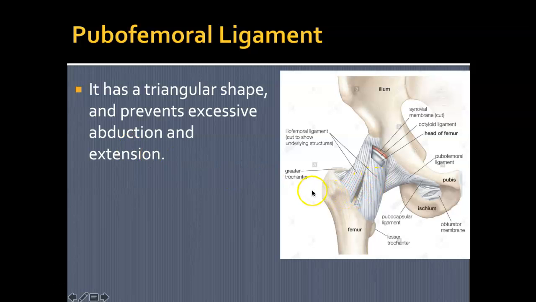So when we go into abduction, the reason we're limited in our amount of abduction, you can kind of blame that on the hip adductor muscle group, but you can also blame that on the pubofemoral ligament as well.